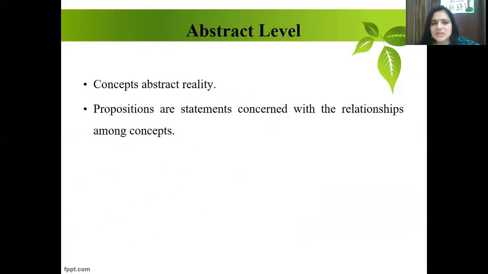Abstract level is basically about concepts, reality, propositions. We just talked about propositions. These are statements concerned with the relationships among concepts. For example, we generally say at this age, a baby's height should be this. At this age, your height should be this. We generally talk about such things. These are statements, or say relationships, among two concepts, age and height, right?